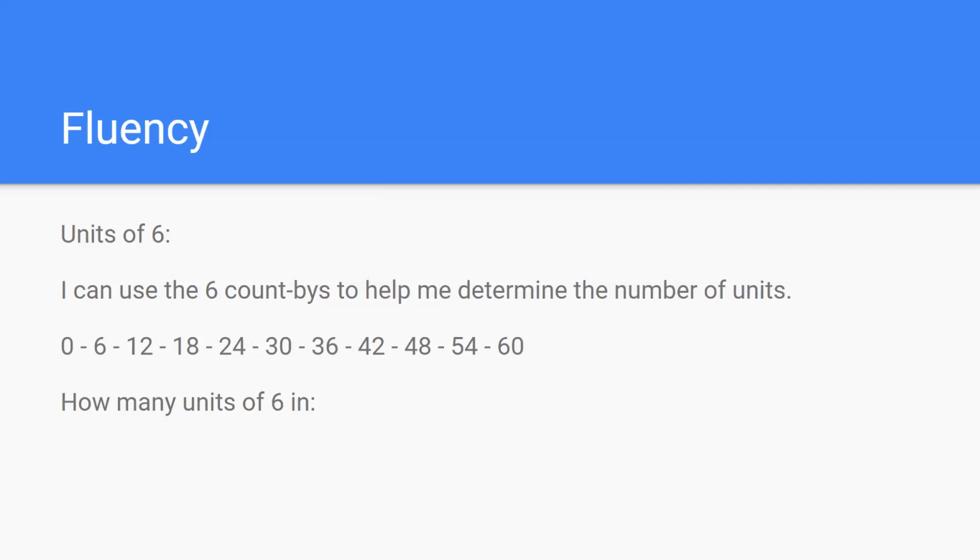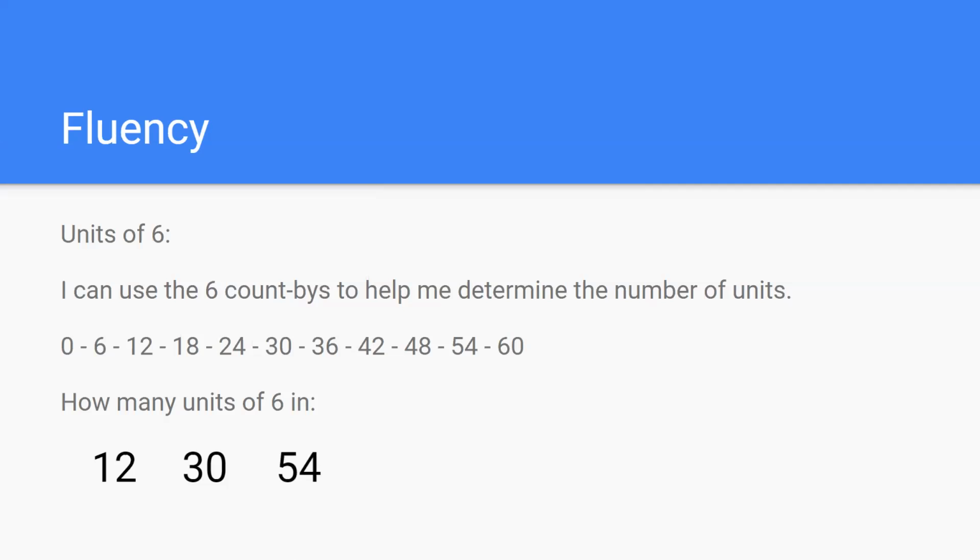Let's try this out. How many units of 6 are in 12? You can't count 0 because there's no units of 6 in 12. But if we start with our first finger, that is 6, and the next one is 12, how many fingers do you have up? You have 2 fingers up. Let's try with the number 30. 6, 12, 18, 24, 30. You have 5 fingers up. There are 5 units of 6 in 30.